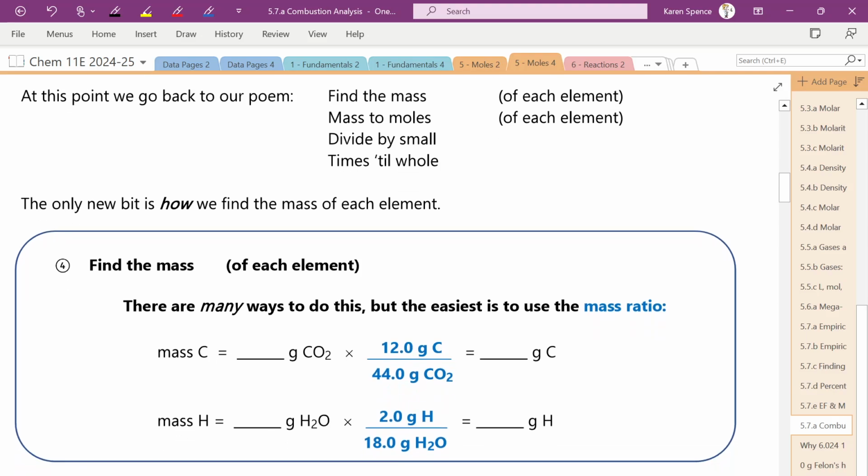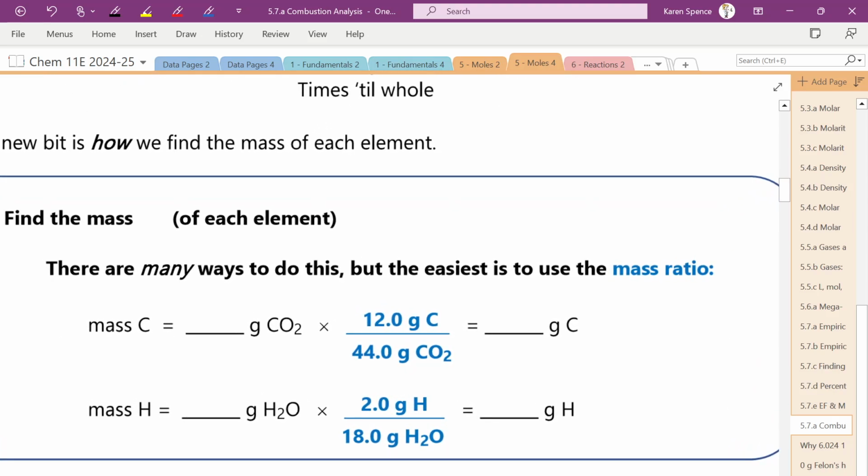So how we find the mass of each element, this is the only new bit. This is my preferred method, and you'll find out why in a moment. There are many ways to do this, but you remember last day we started looking at the mass ratio. It's a very simple way to get to our mass of carbon. So if I had X grams of CO2, then I would have 12 grams of carbon for every 44 grams of CO2.